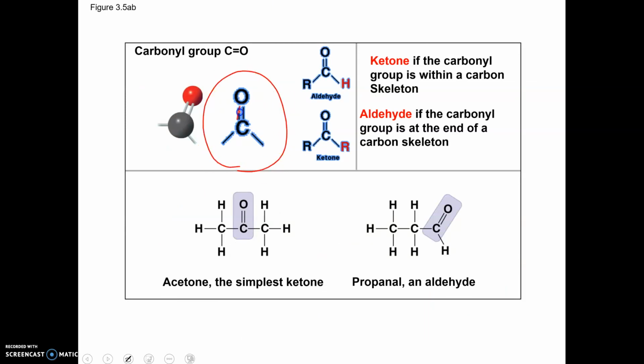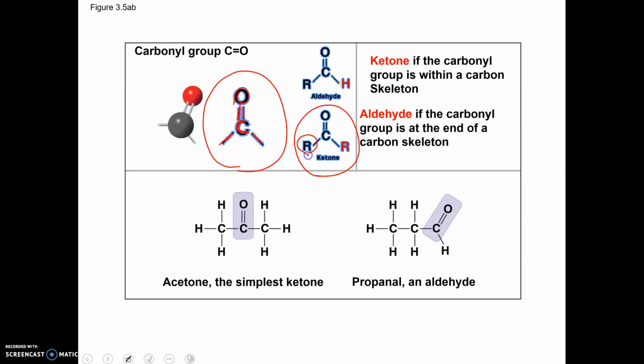It's carbon double bonded to oxygen. But this one's a little confusing because it's subdivided. There's actually two types of carbonyl groups depending on where it's located. So if the carbonyl group is somewhere in the middle of a carbon compound, it's not on the end, anywhere except the end, it's called a ketone. And this is the way we represent it.